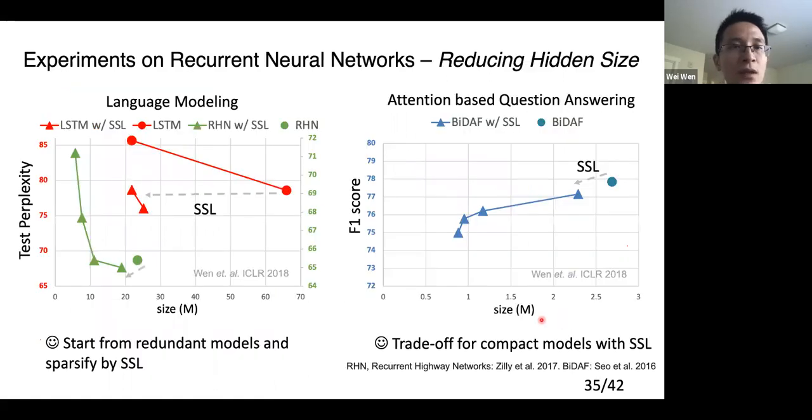And we also generalized our method to recurrent neural networks and attention-based models, and it also works pretty well. For example, this one is the test perplexity trade-off with the size of the model. When perplexity is smaller, it means better, and SSL can make a better trade-off here. And similarly for other types of models.